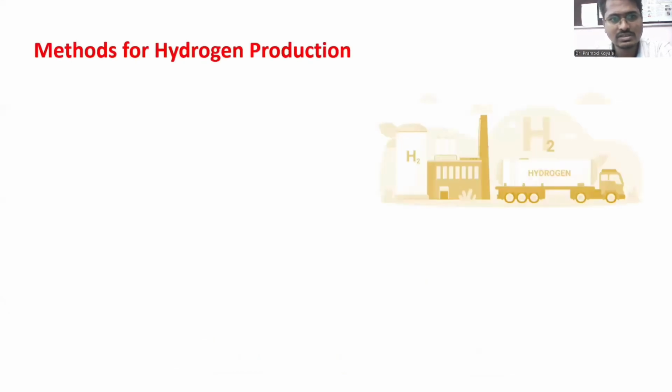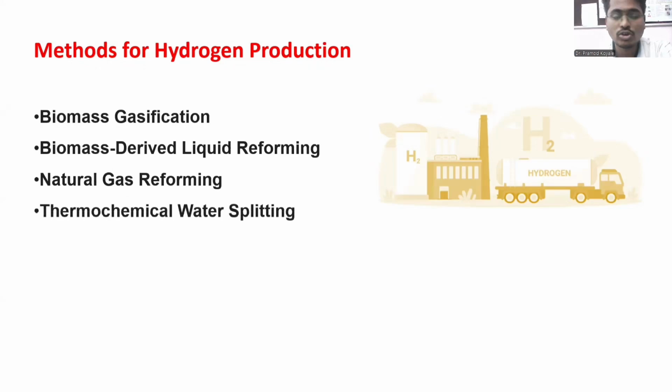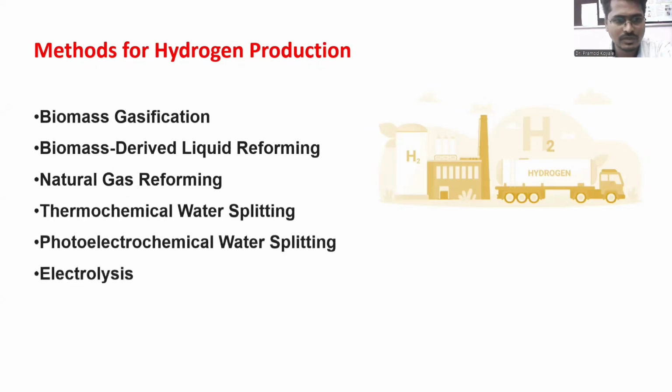So basically, in concern with hydrogen production, there are several methods that can be utilized, such as biomass gasification, biomass-derived liquid reforming, natural gas reforming, thermochemical water splitting, photoelectrochemical water splitting, and electrolysis.